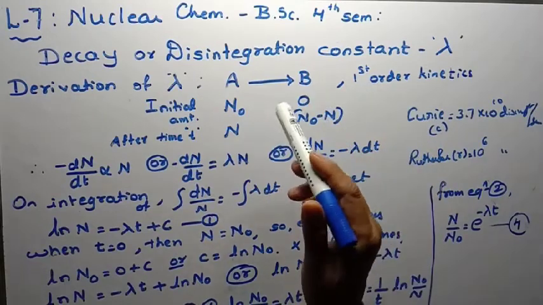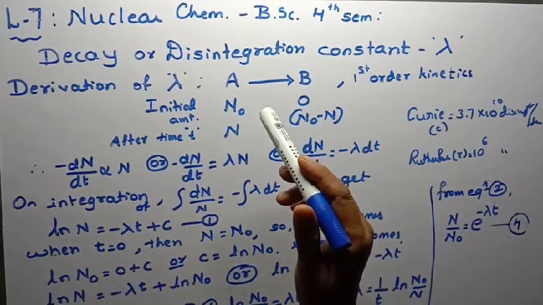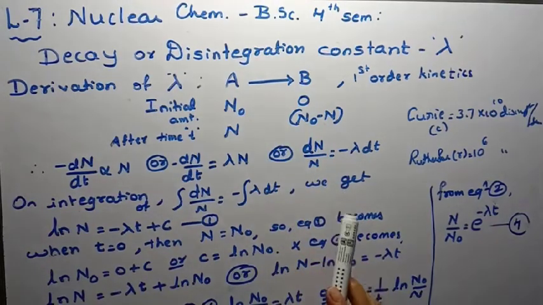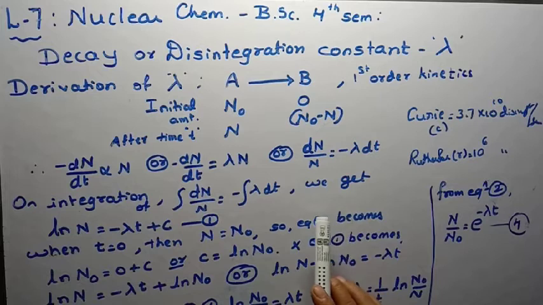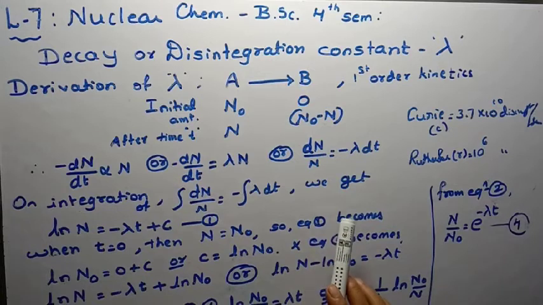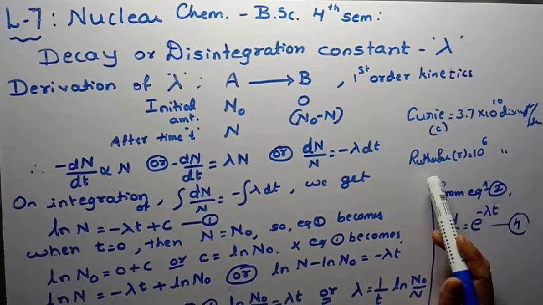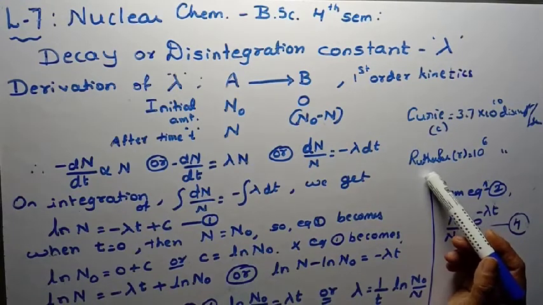Or the decay constant is nothing but the proportionality between the size of a population of radioactive atoms, population means amount, and the rate at which the population decreases because of radioactive decay. It's a constant, and that is said to be the decay constant. It is expressed in terms of Curie or Rutherford.